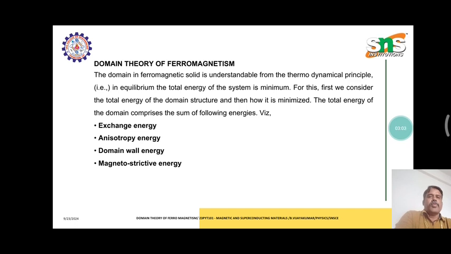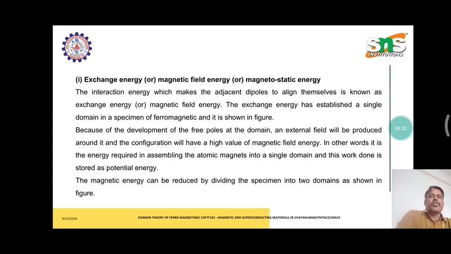So the domain theory of ferromagnetism is based on internal and external energies. Four types of energy are involved in the domain theory of ferromagnetism: exchange energy, anisotropic energy, domain wall energy, and magnetostrictive energy. The first one is exchange energy, or potential energy of the material, or magnetic field energy, magnetostatic energy. The interaction energy makes the adjustment of the dipole alignment themselves.